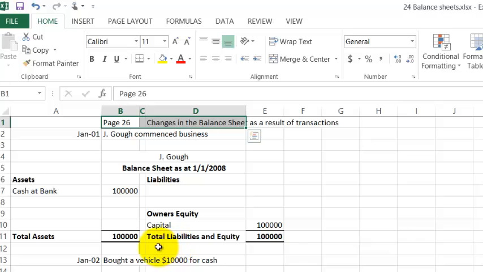Let's have a look at the accounting equation. We've got assets equaling 100,000, equaling liabilities, which in this instance is 0, plus owner's equity of 100,000. So for each of these transactions, the accounting equation must always balance. So A equals OE in this instance.